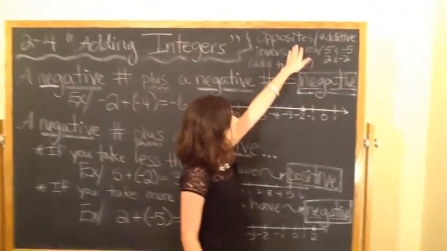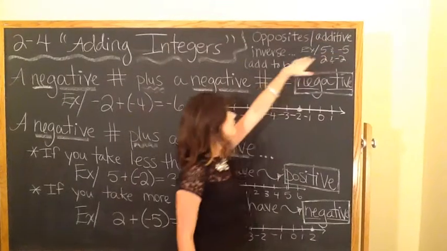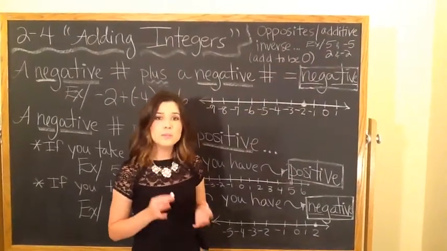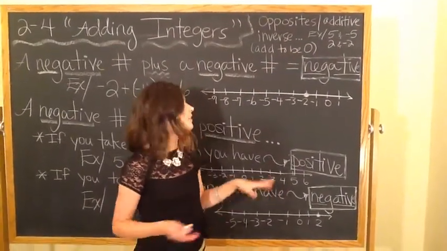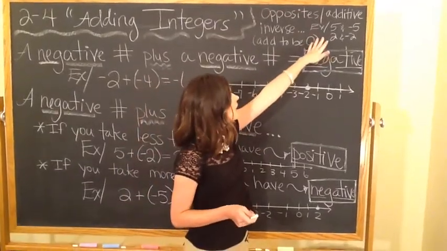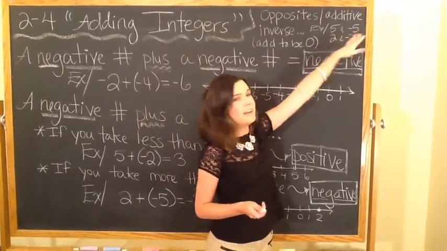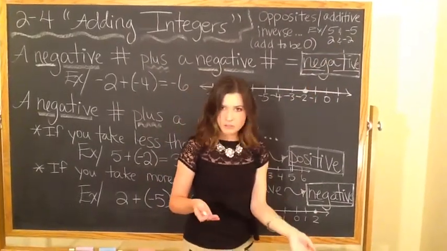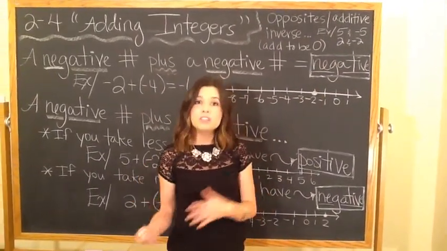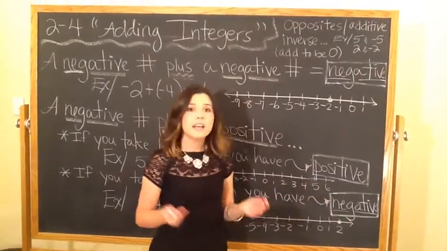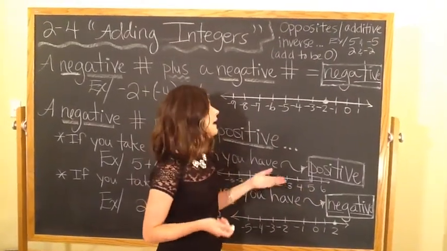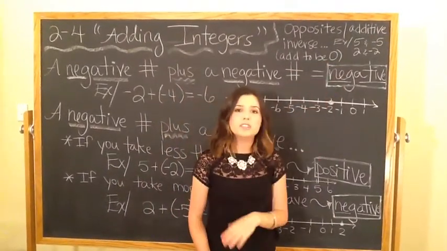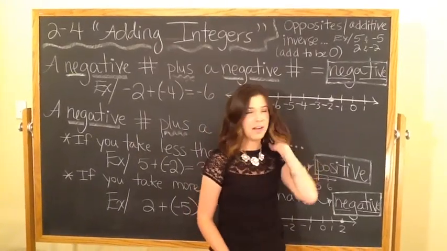vocab word opposites / additive inverse. Both of those terms mean the same thing, opposites and additive inverses. That is like when you have 5 and negative 5. So it's a number and its negative. 2 and negative 2. 1, negative 1. 100, negative 100. Basically, those two numbers are going to add up to be 0. So that's just something that you need to keep in your mind.